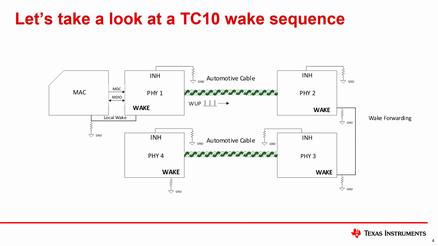PHY 1 will then send a wake-up pulse on the automotive cable to PHY 2. PHY 2 will then send a wake-up pulse on its wake pin and forward it to PHY 3. Then PHY 3 sends a remote wake-up pulse on the MDI towards its link partner. The link partner detects the valid wake-up pulse and asserts its own inhibit pin high. Once both systems have powered up, a valid link is established by all 4 PHYs.